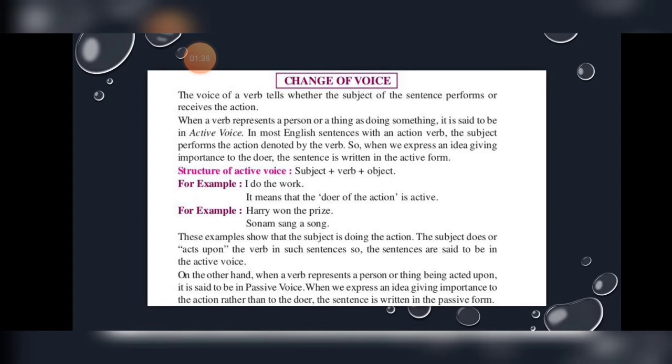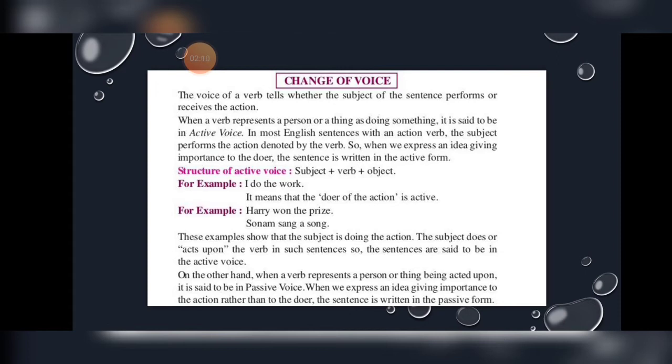Look at the structure of active voice. It is subject plus verb plus object. For example, I do the work. I, subject. Do, verb. The work, object. It means the doer of the action is active. Now see another example. Harry won the prize.